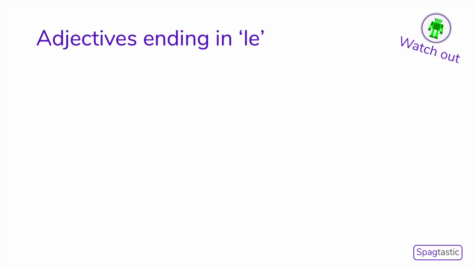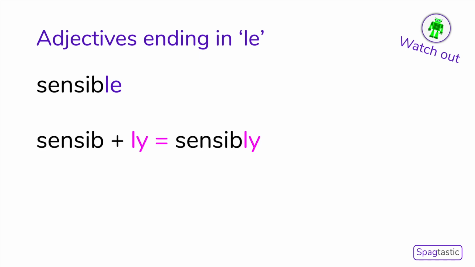Here is another example. This time the adjective is sensible. If you look closely, you will notice that it ends in le. So to change the adjective sensible into the adverb sensibly, we need to take off the le and add the suffix ly. Sensibly is SENSIBLY.